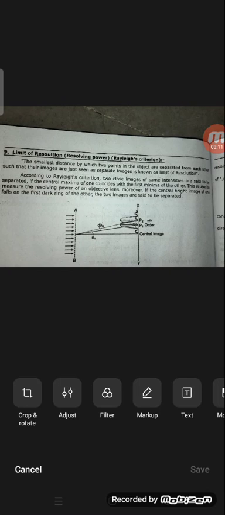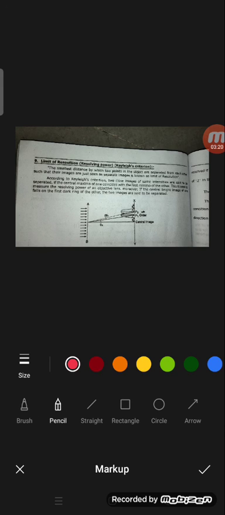So according to the Rayleigh criterion, these two close images of the same intensities. Okay, so I said we form the two images. So what does the Rayleigh criterion mean? The Rayleigh criterion means the two close images of the same intensities are said to be separated if the central maxima of one coincides with the first minima of the other.